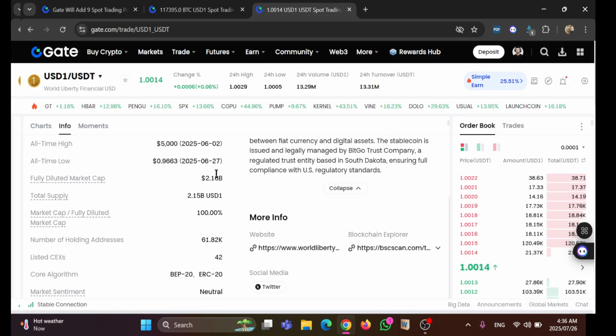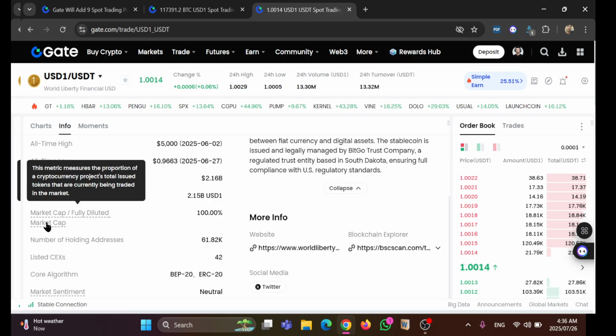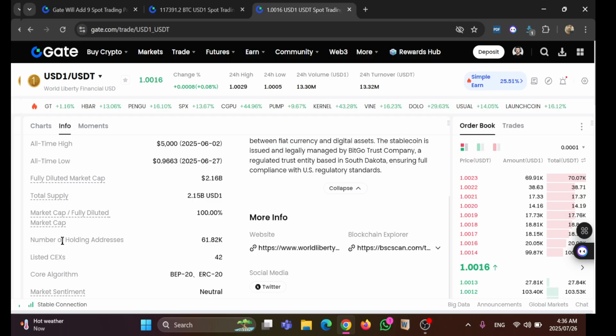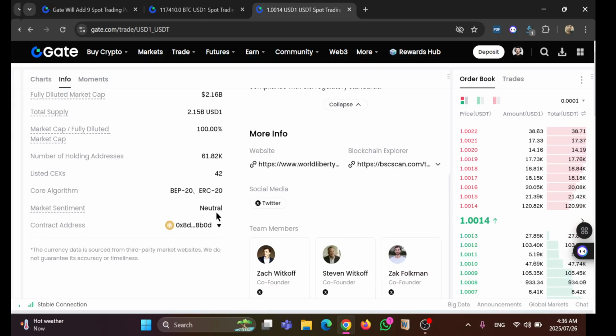Fully diluted market cap is 2.16 billion USDT. Total supply is 2.1 billion USD1. Fully diluted market cap is 100%. Number of holding addresses is 61.82 thousand. Listed CEX are 42, and core algorithm is BEP20 ERC20. Market sentiment is neutral.